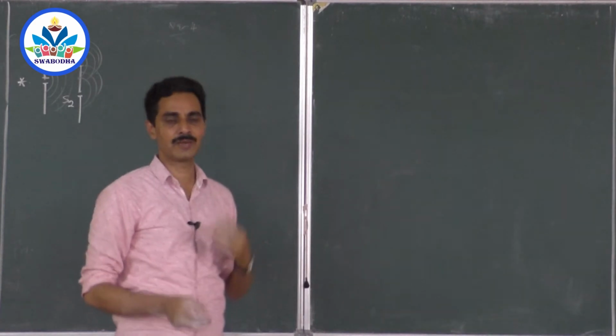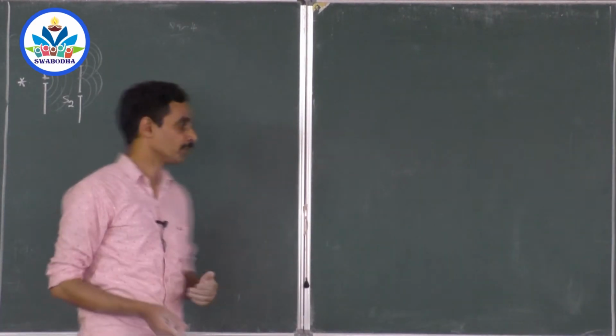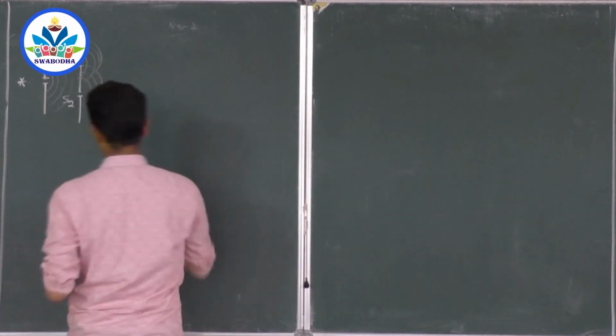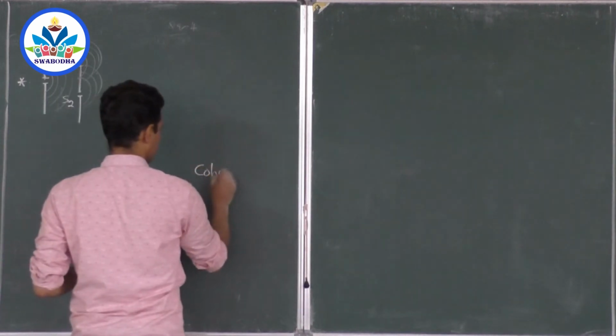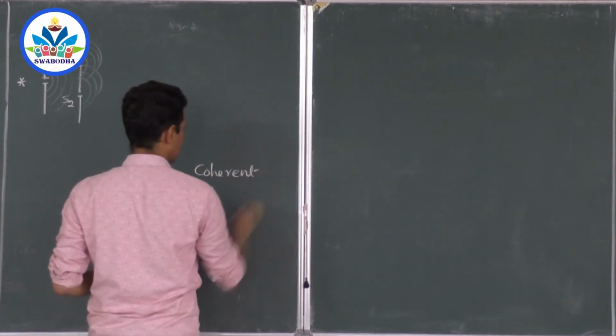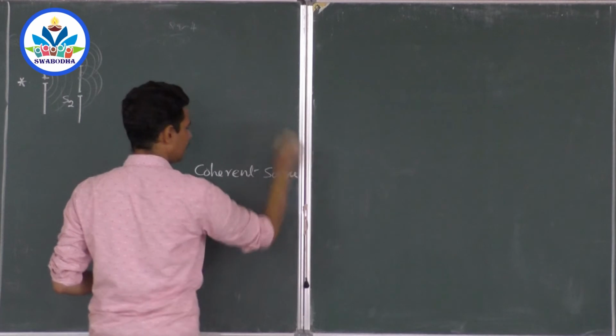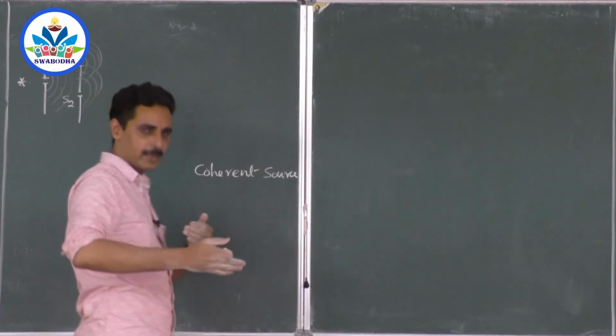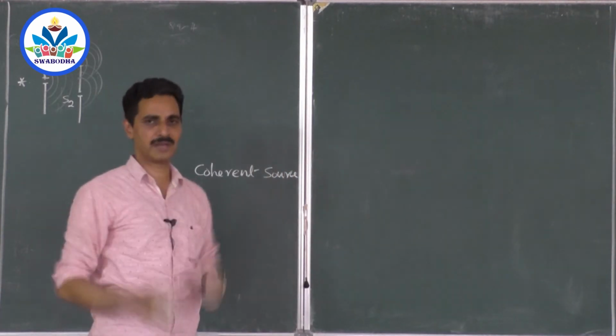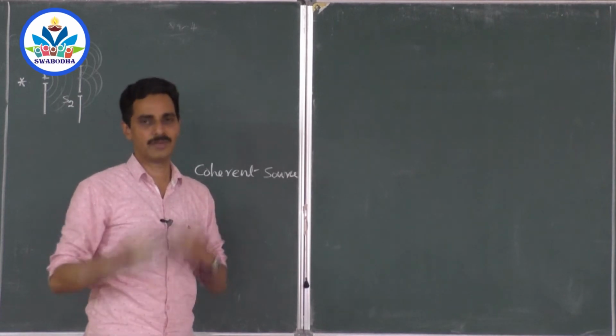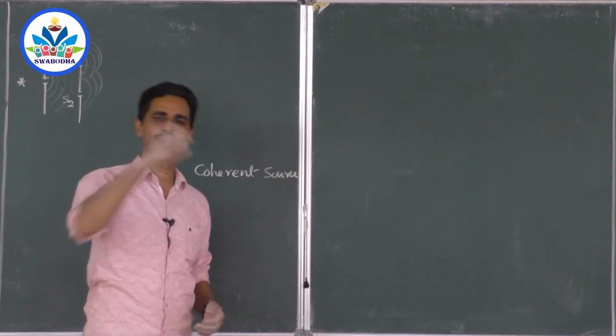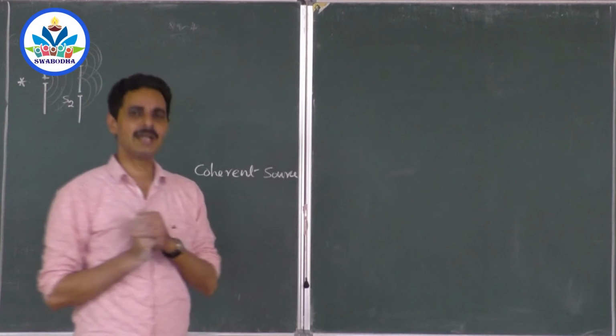So we must be acquainted with a few terms here. One is coherent source. So what do you mean by coherent source of light? Sources of light which have a constant phase difference, and if they are separated they should have a constant path difference and phase difference, but they should have equal wavelength and nearly equal amplitude. Why do we take nearly equal amplitude?